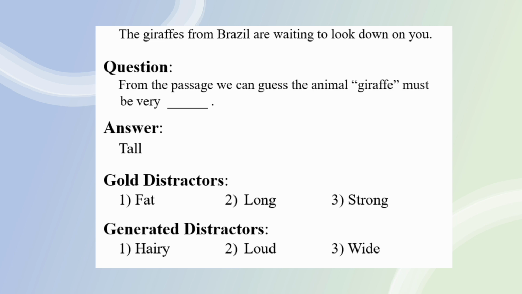Returning to our previous question, we can see the generated distractors are hairy, loud, and wide. Each one of these generated distractors is completely reasonable for this question, but none of them have any word overlap with fat, long, and strong. Therein lies the problem. Machine translation techniques rely on word overlap, but there doesn't have to be any word overlap between a gold distractor and a good generated distractor. That means machine translation techniques are probably not a good way to evaluate distractors. And that's because there's lots of plausible good distractors, and they can have many different words in them.